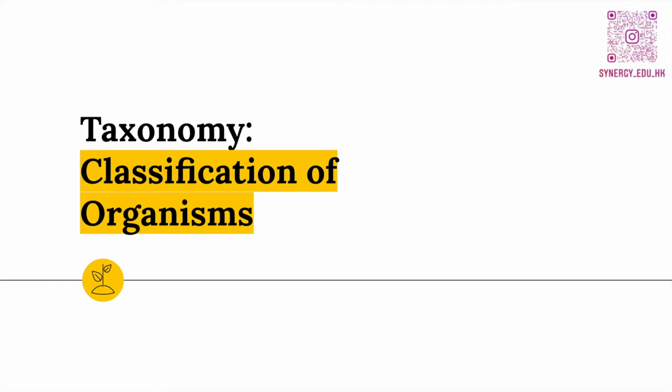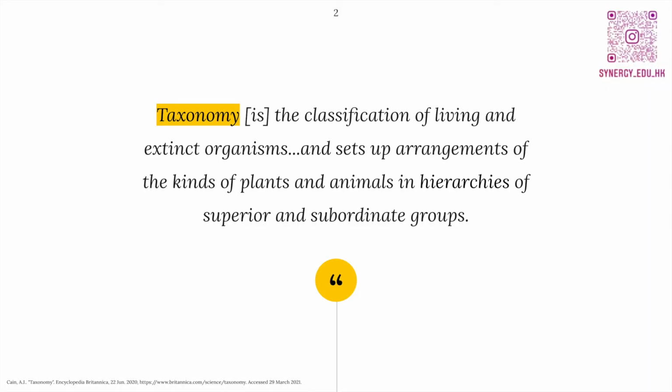Hello, welcome to Synergy's first biology video, and this lesson will be on taxonomy or classification of organisms. So first, what is taxonomy? As defined by Encyclopedia Britannica, taxonomy is the classification of living and extinct organisms, and sets up arrangement of the kinds of plants and animals in hierarchies of superior and subordinate groups.